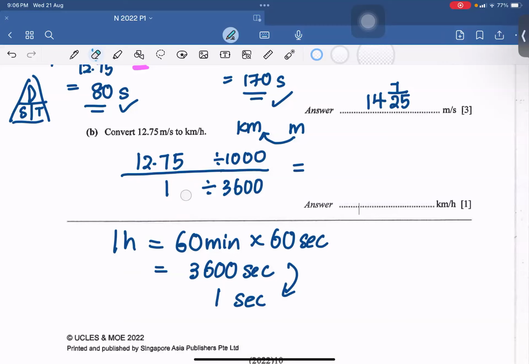I don't like this unit. Then I key everything as a fraction: 12.75 divided by 1000, over 1 divided by 3600. Key the whole thing exactly into your calculator. I got the number 45.9. Nice answer. Kilometers per hour. So the shortcut, 12.75 times 3.6, the answer is the same. Okay, so this one is the answer.